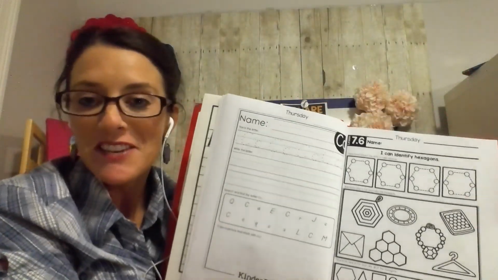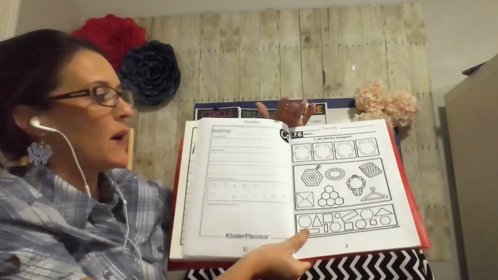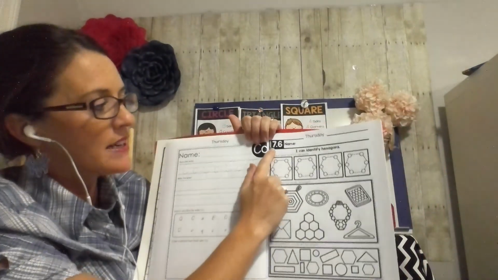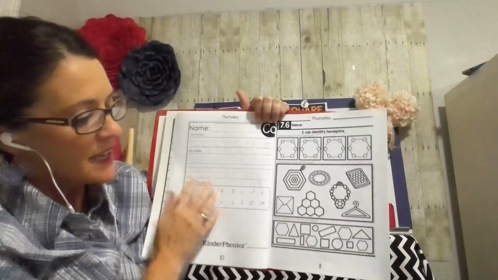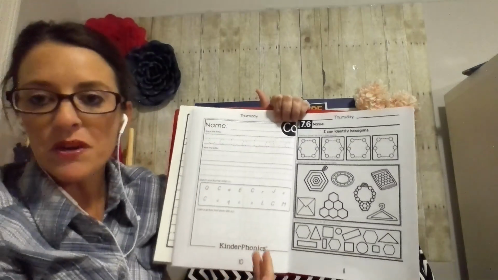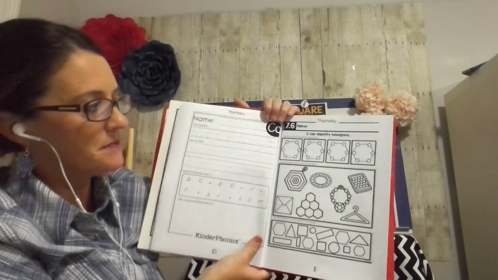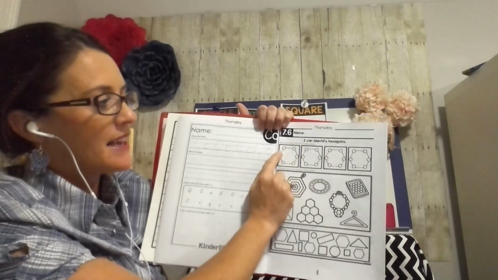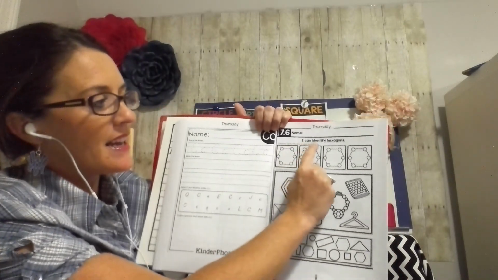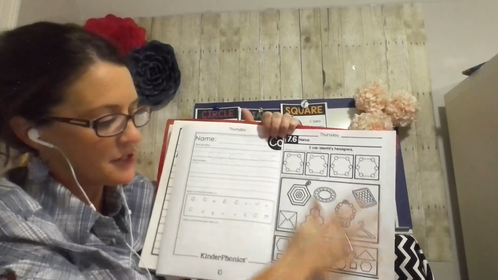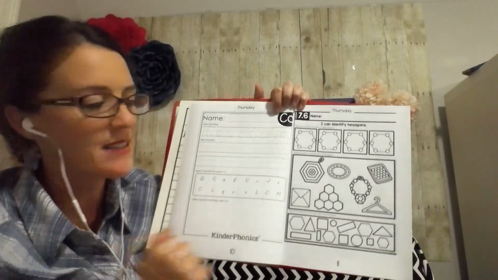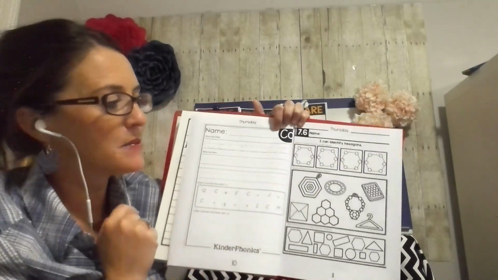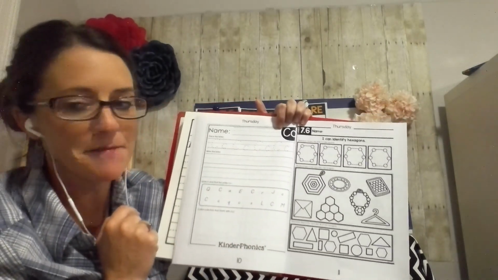I know we have a lot of different classes here today. However you have your 7.6 page in your workbook or your folder or your binder, pull that out. And at the top you should see I can identify hexagons, and you should see hexagons all around the page, and that's how you know you're in the right place. So 7.6, that's probably the easiest way to find it.